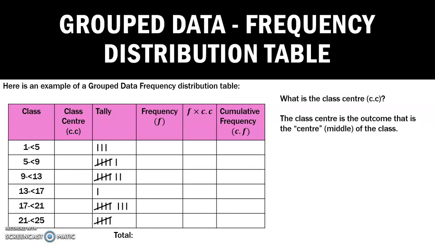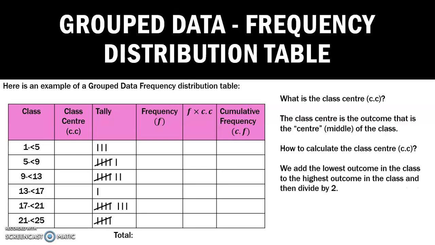The class center is the outcome that is the center or the middle of the class. To calculate it, we add the lowest outcome in the class and the highest outcome in the class and then divide by 2. So in this case we have 1 plus 5 divided by 2 equals 3 for our first class. Then we have 5 plus 9 divided by 2 equals 7 for our second class. Then 9 plus 13 divided by 2 is 11. Then 13 plus 17 divided by 2 is 15. 17 plus 21 divided by 2 is 19, and 21 plus 25 divided by 2 is 23.